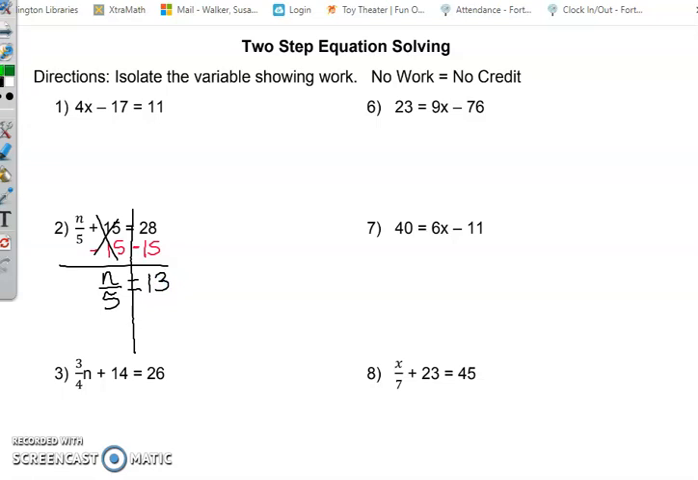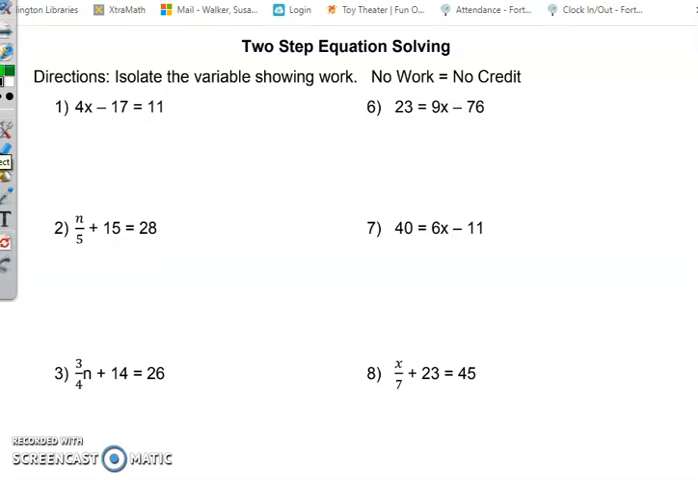So my last step then is to get rid of this 5. I need to get rid of divide by 5. So guys, what is the opposite of divide by 5? Opposite of divide by 5 is multiply by 5. Right? So I put it on top so that it will cross out, right? And then your job is to multiply 13 by 5. That will give you the solution. Okay?